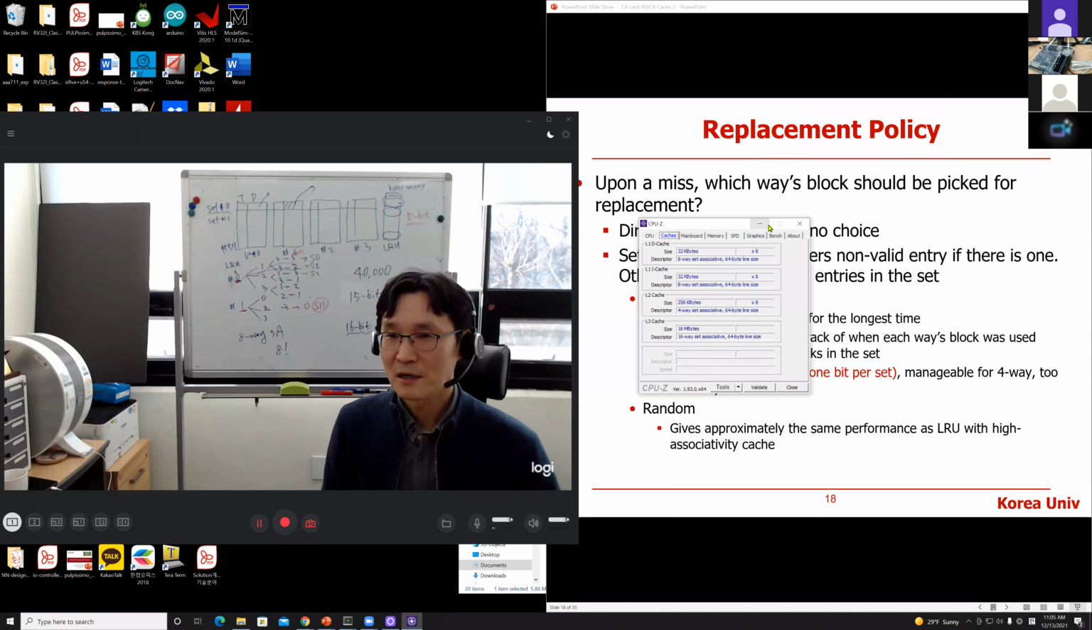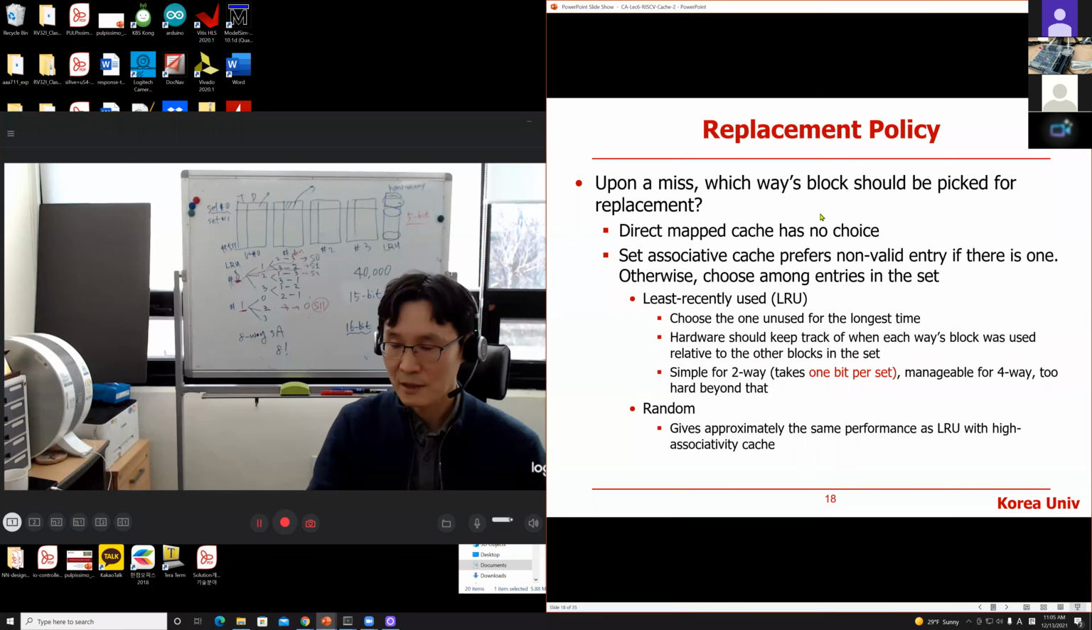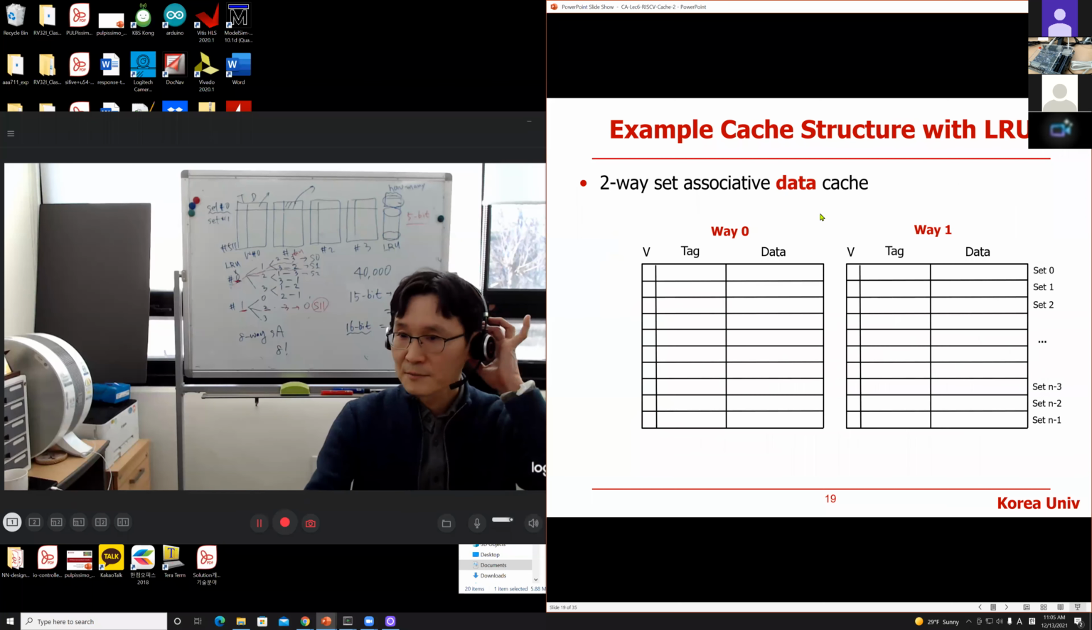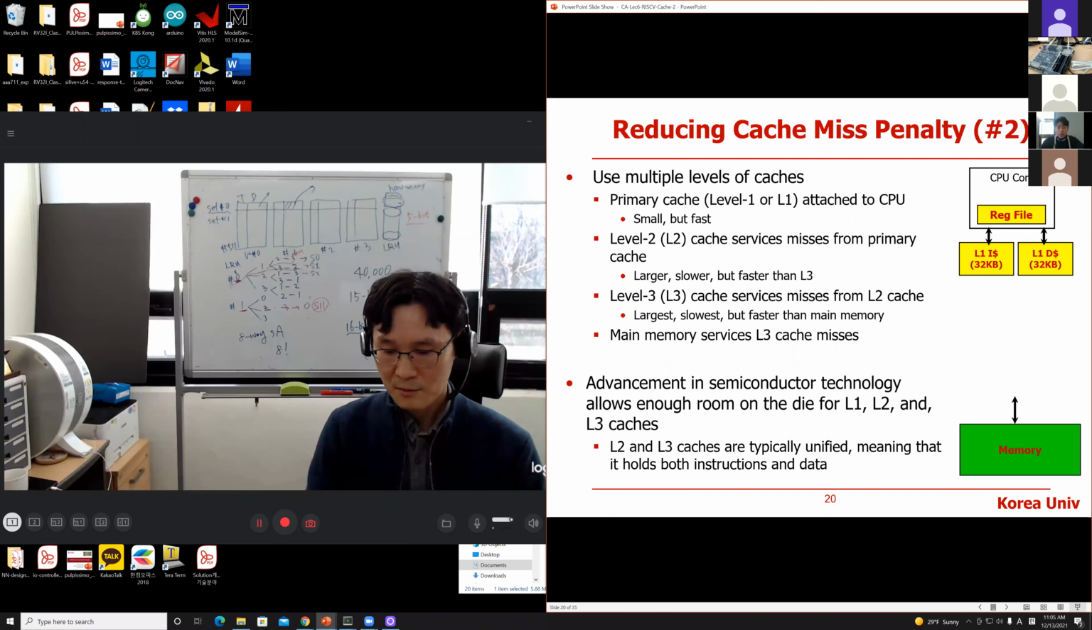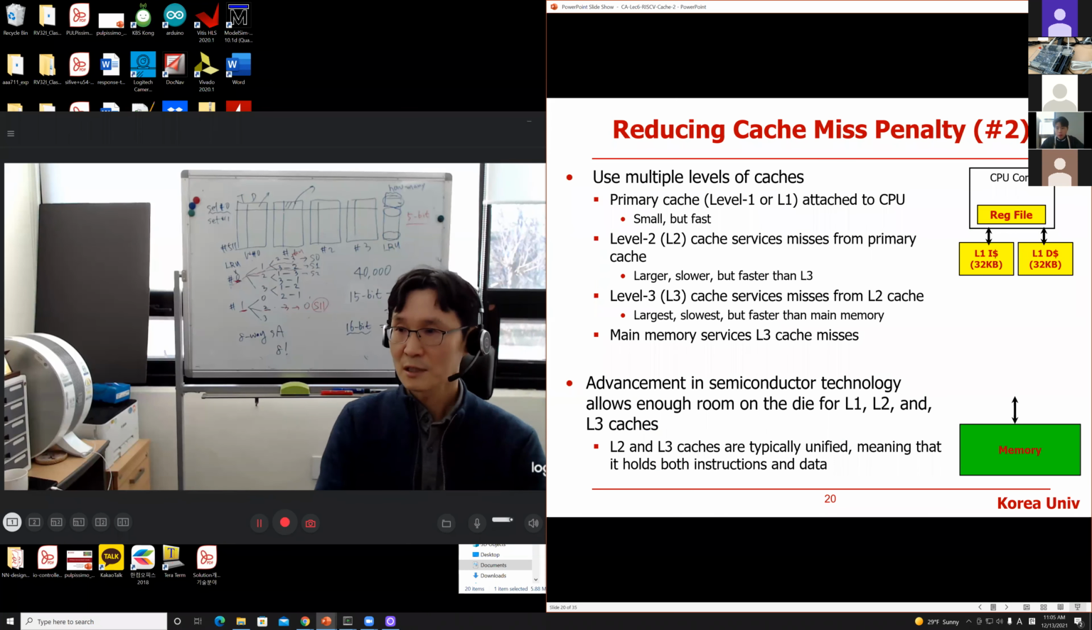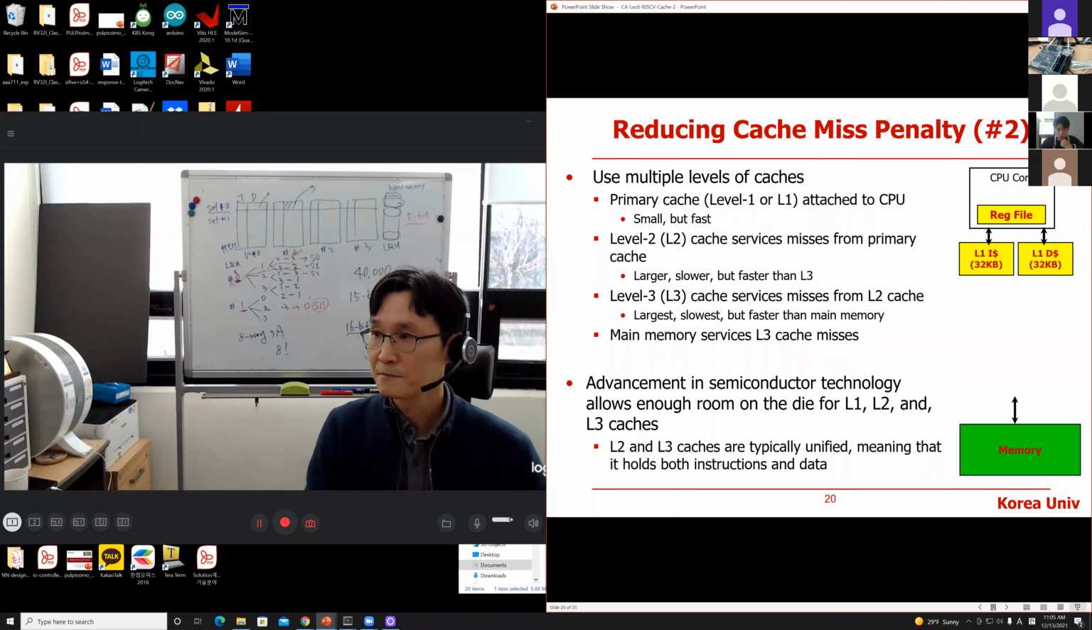So in actual commercial processors, true LRU is not actually used. Pseudo LRU or random, right? Random replacement policy. Okay, any question about associativity, different cache configurations?